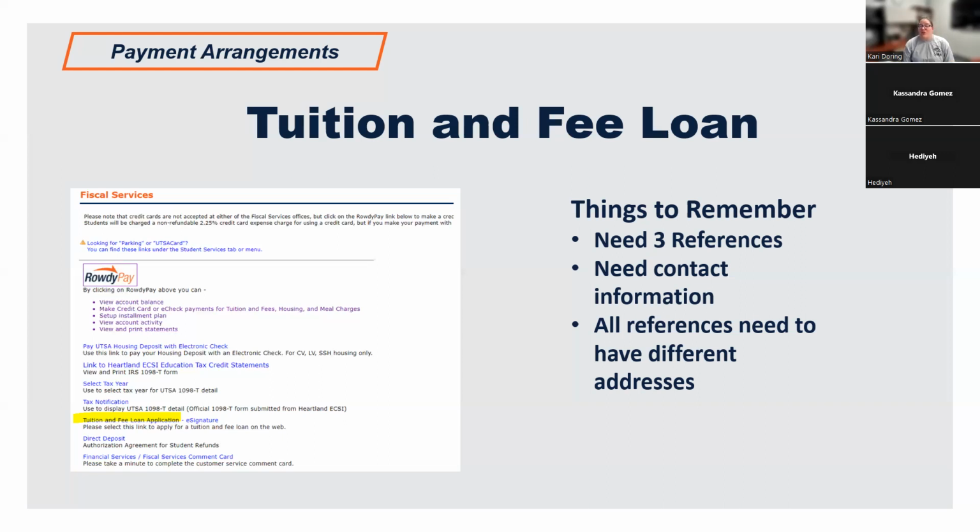You can find this through your fiscal service tab under the tuition and fee loan application. A couple things to remember about this is that you're going to need 3 different references. You're going to need contact information for them, so phone numbers and addresses, and all the references' addresses need to be different. If they're the same, we're going to have to deny the loan because we need 3 different people with different addresses and phone numbers. So keep this in mind.